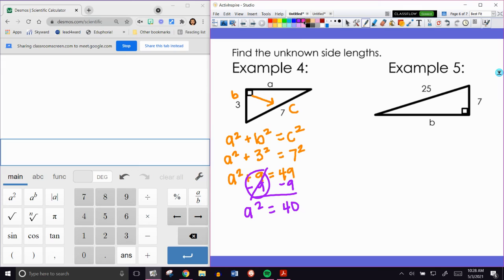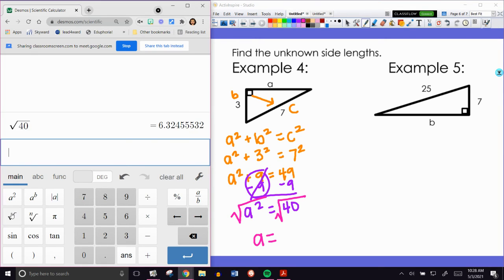And then my last step, I still need just regular A, not A squared. So I still need to take the square root. So when I take the square root of 40, I get 6.324. And that 4 tells me to stay the same. So I'm just going to erase it because I'm running out of room. So side A is 6.32 units long.